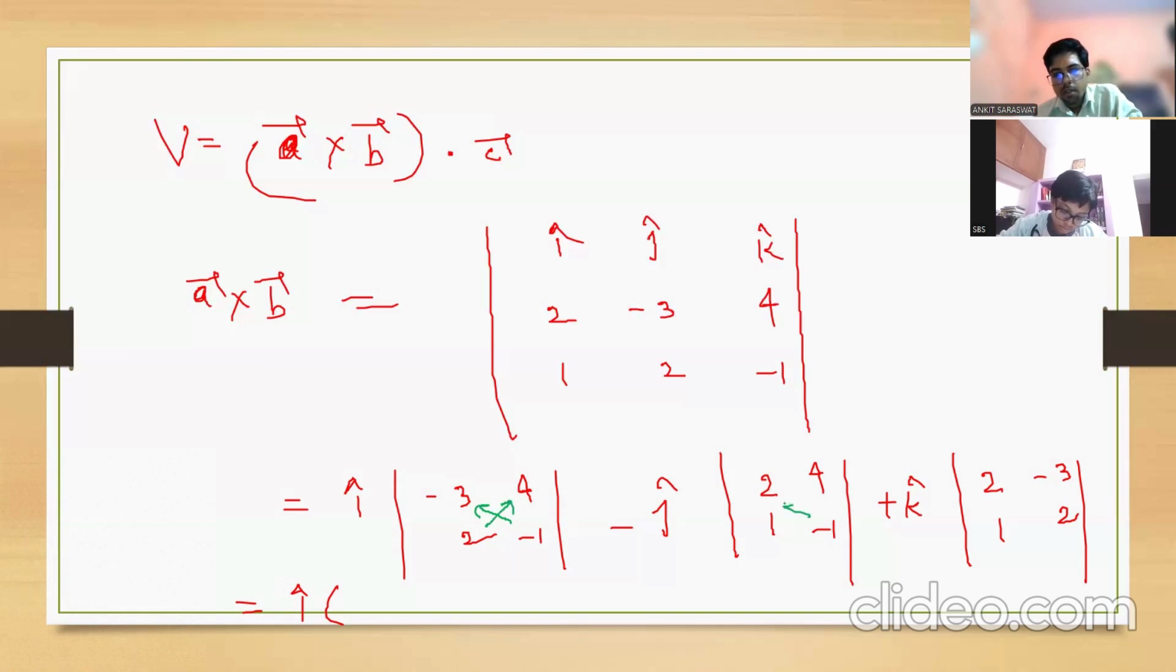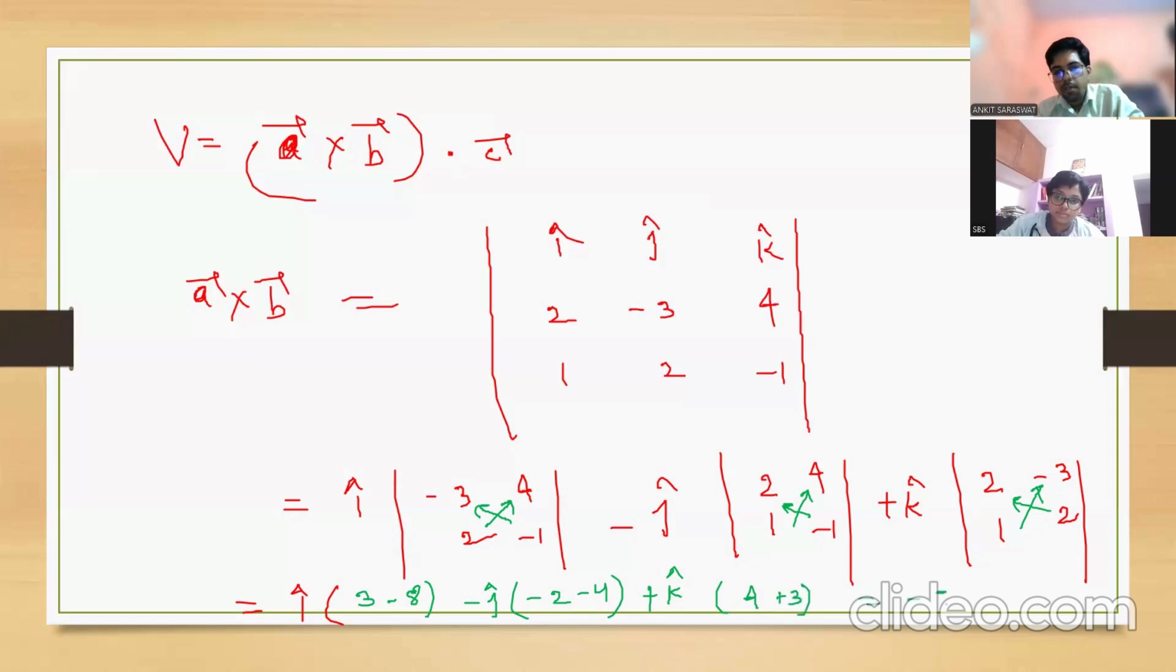Like this. So how will you write? Minus 3 into minus 1, that is 3, minus 2 into 4, 8. 2 into minus 1, minus 2, 4 into 1. Clear? Yes, sir. Plus K cap. 2 into 1, minus 3 into 1, minus 3, plus 3.